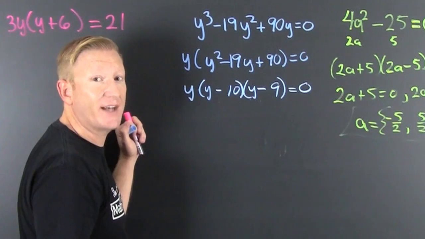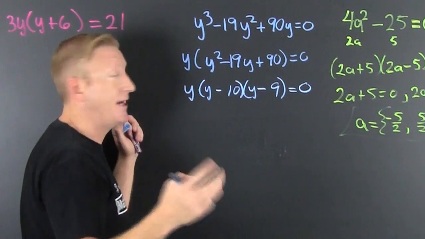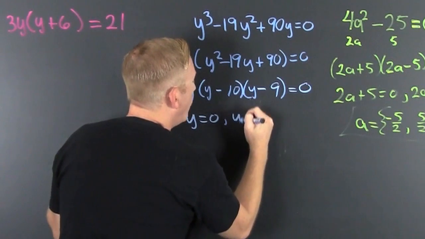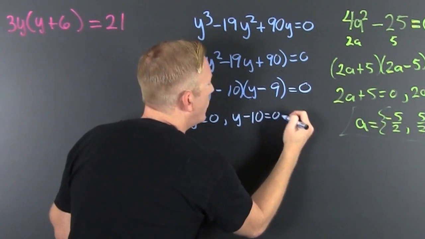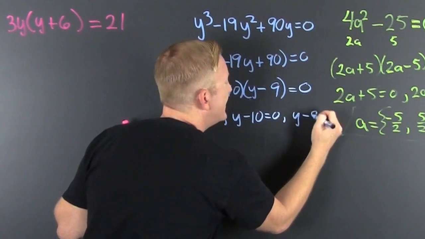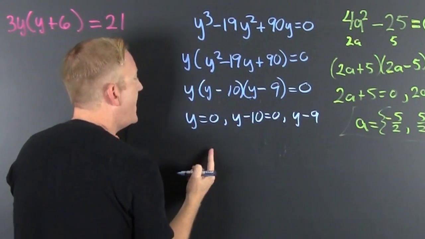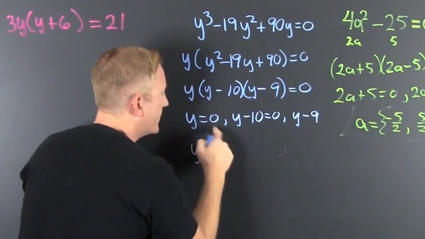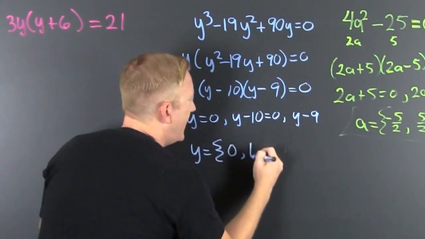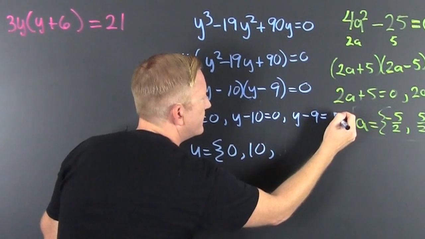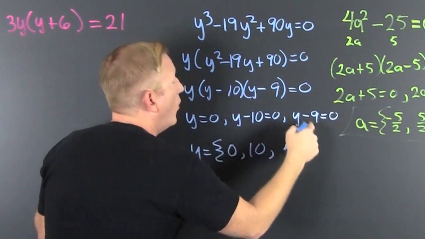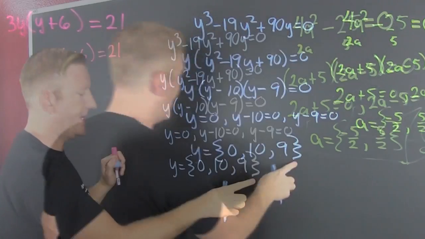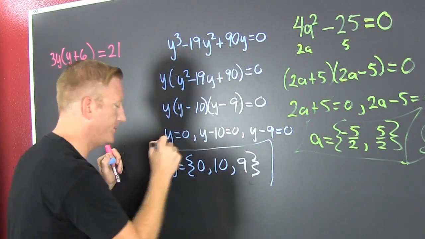Now I use my zero factor property three times. So I say y is equal to zero, or y minus 10 is equal to zero, or y minus 9 is equal to zero. Then I see y is equal to 0, 10, or 9. Look at that. Box and flower.